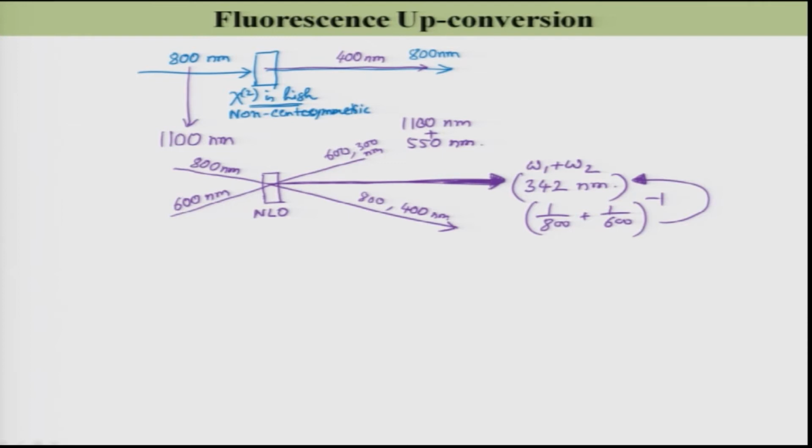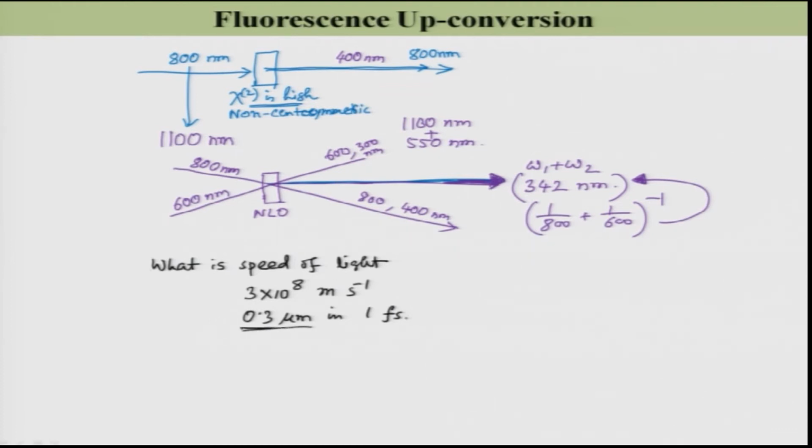Now, another important piece of information I want to give you, which will help me to tell you what the fluorescence upconversion method is. That information is the speed of light. We all know the speed of light is 3 into 10 to the power 8 meter per second. It means light travels a distance of 0.3 micron in 1 femtosecond. So, 0.3 micrometer in 1 femtosecond.